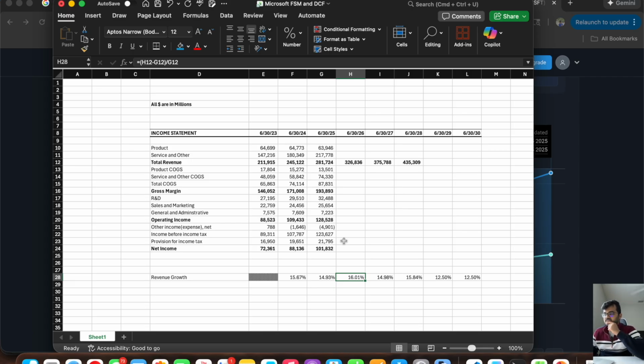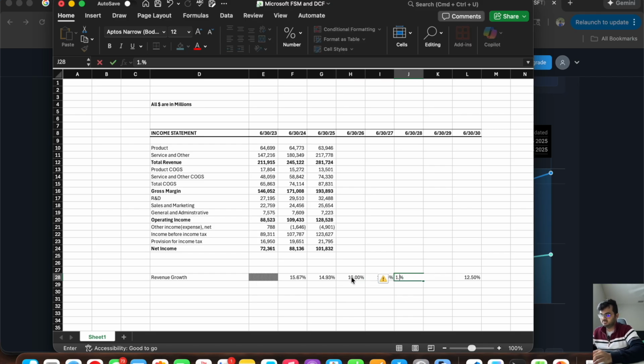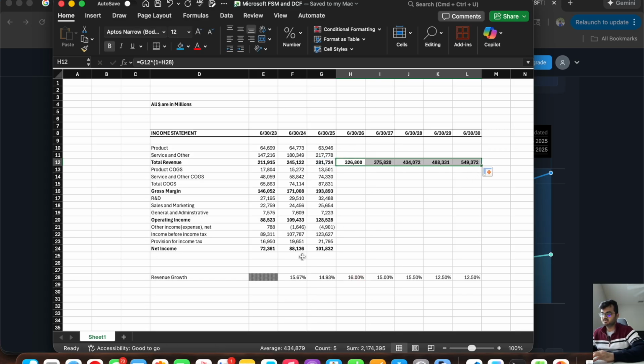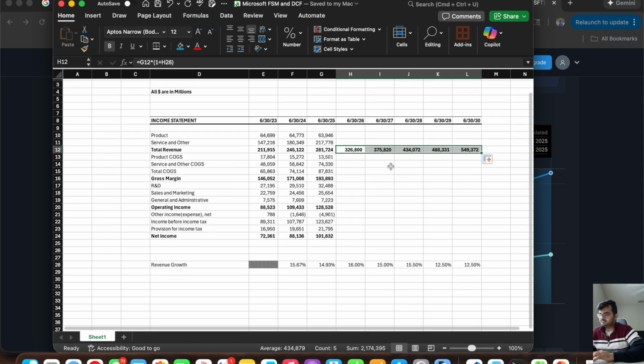Maybe let's do that right now. So I'll just take out these numbers first. 16, 15. I'll just type in 16%, 15%. So this is the number which I have seen. With this, let's start calculating the revenue for the next 5 years. We are good. So now we know what is the total revenue.